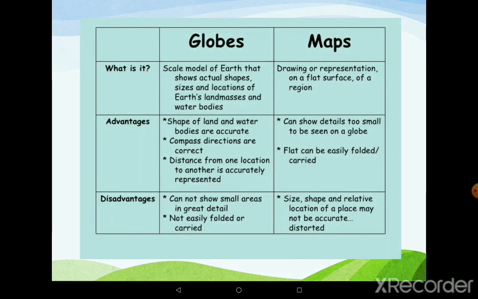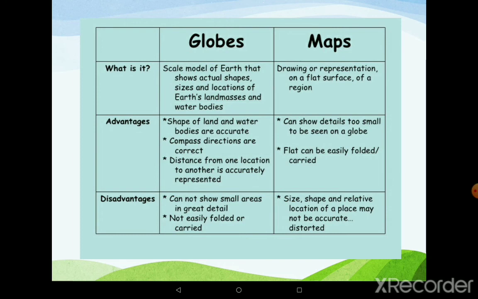Then what are the advantages of a globe? Globes show the shape of land and water bodies accurately, means whatever land bodies or water bodies you see on the globe, they are accurate. Then the next point in advantages is compass directions are correct, means the directions which are shown on the globe are correct. Distance from one location to another is accurately represented on the globe.